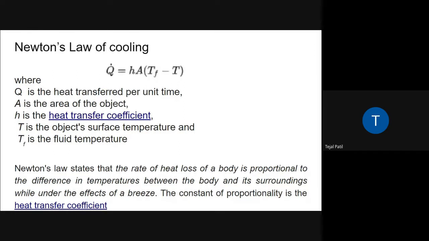Now the heat transfer coefficient is again different for different fluids. Air has a different heat transfer coefficient, water has a different heat transfer coefficient. If we want to find the unit for h, Q is in watt, area is in meter square, temperature difference is in Kelvin. So the unit for h will be watt per meter square Kelvin.